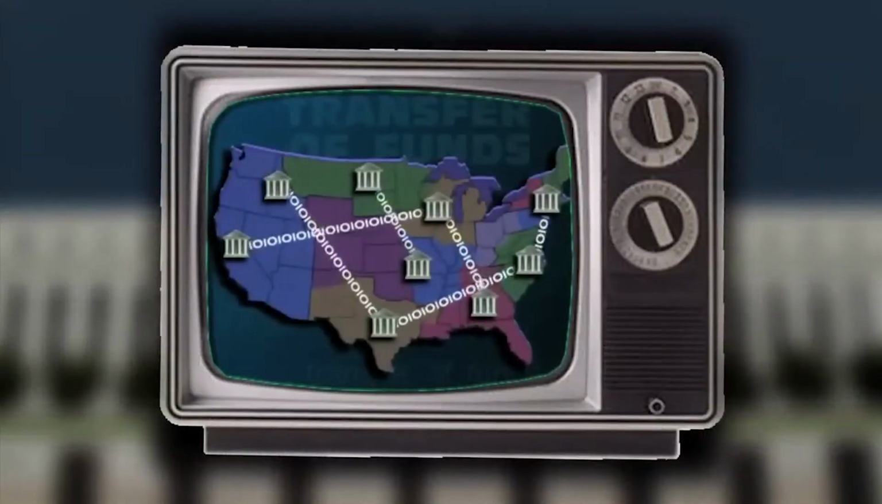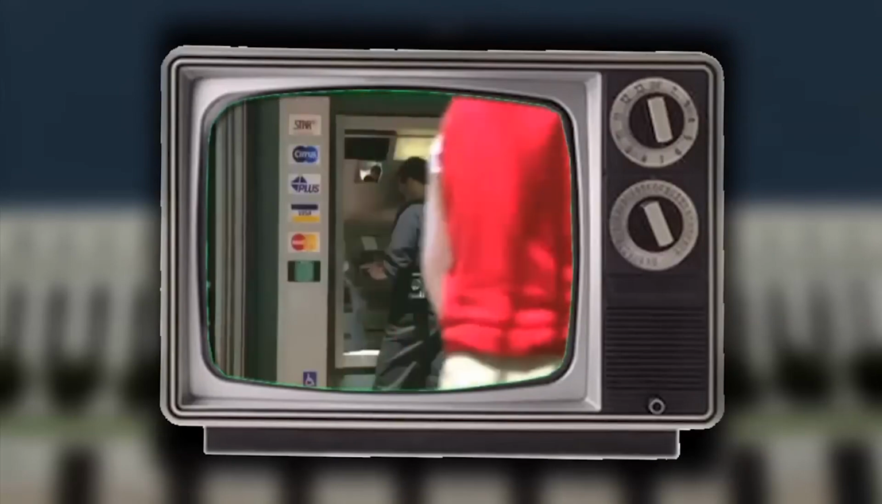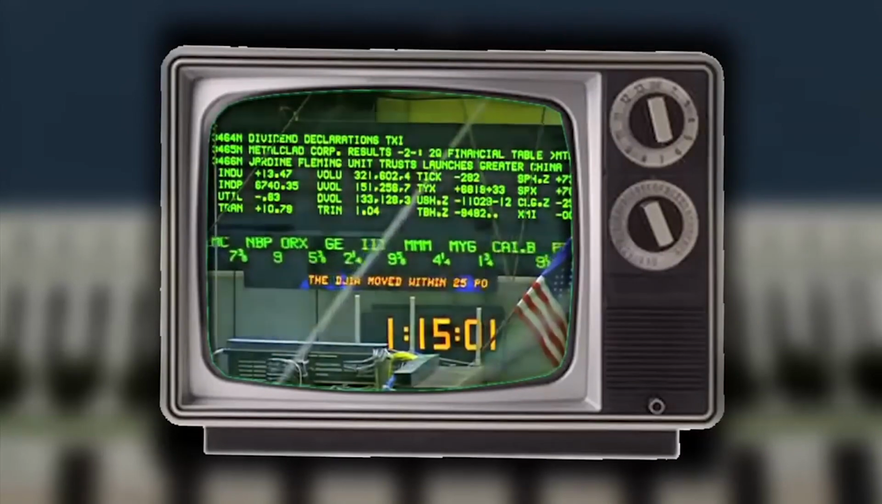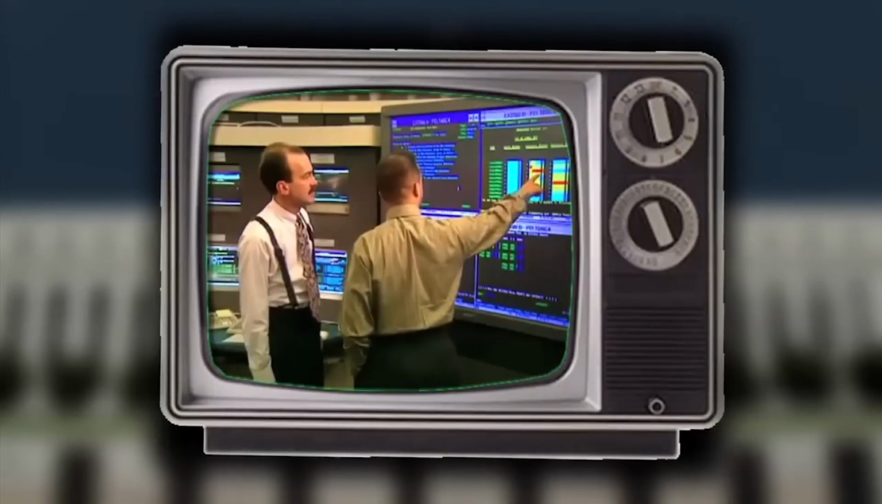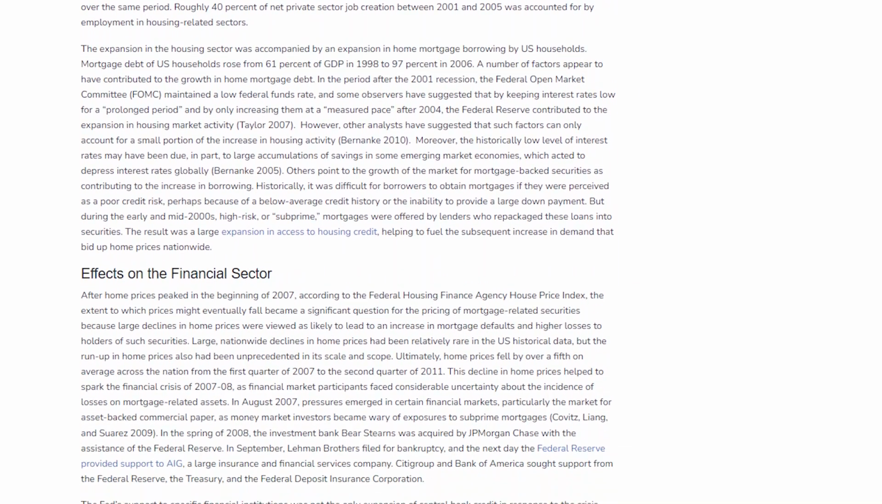Volcker's approach involved sharply raising interest rates to curb inflation, even though it led to a period of high unemployment and economic pain. His strategy was not without controversy, but it eventually succeeded in bringing inflation under control and restoring economic stability. The 2008 financial crisis marked another significant test for the Federal Reserve.